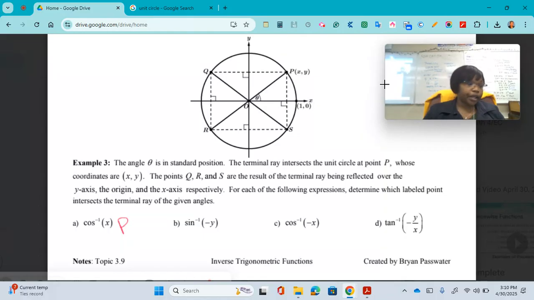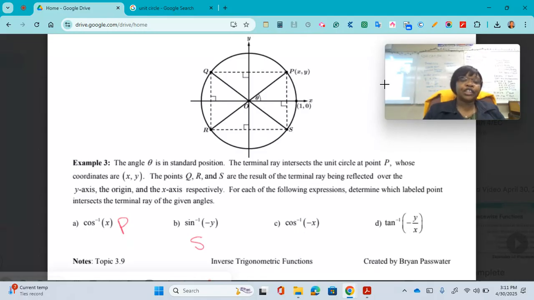Yeah. All right. So the inverse of sine. Sine, we're only looking at quadrants what? 1 and 4. So we're only going to look at what two variables? P and S. When is our y negative? S. There you go. Bada bing, bada boom.